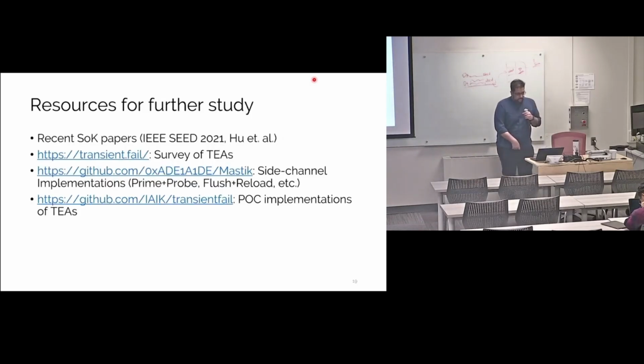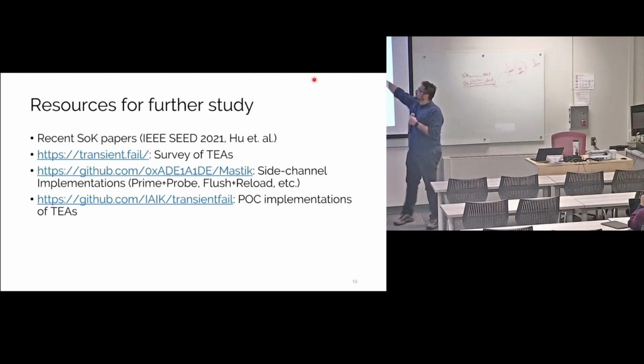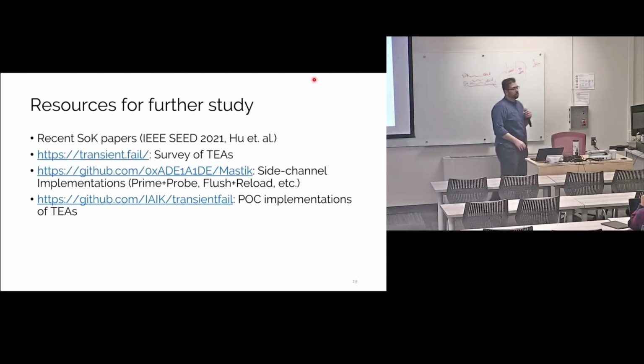Okay, so we are nearing the end here. If you want to look into this area further, this SOK paper where I pulled the figure from is a very interesting read. That'll be a good thing to check out. There's this website called transient.fail, which I can actually show you, it'll take a second, but it's a very nice organization of different Spectre and Meltdown style attacks. Let me turn this off.